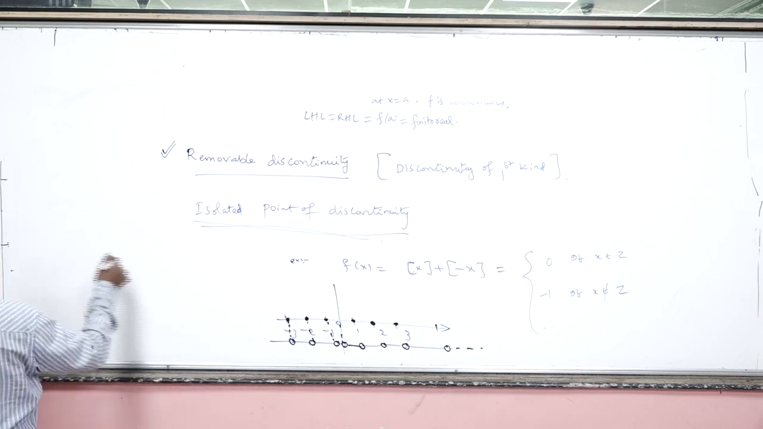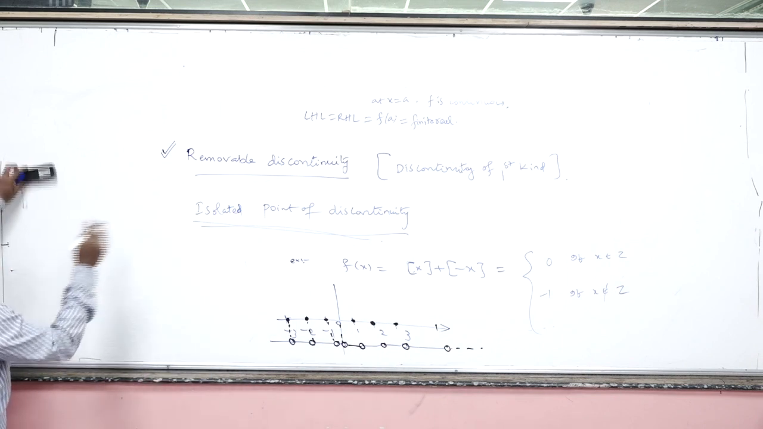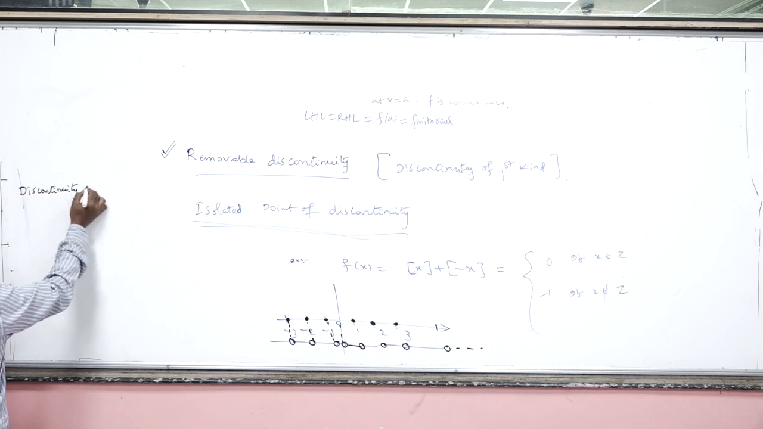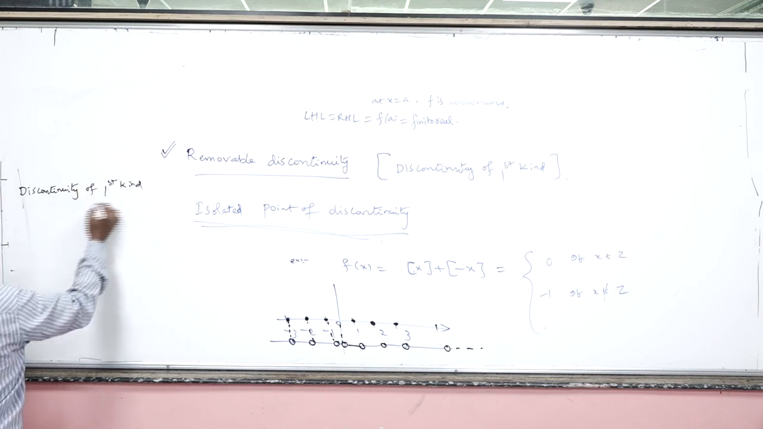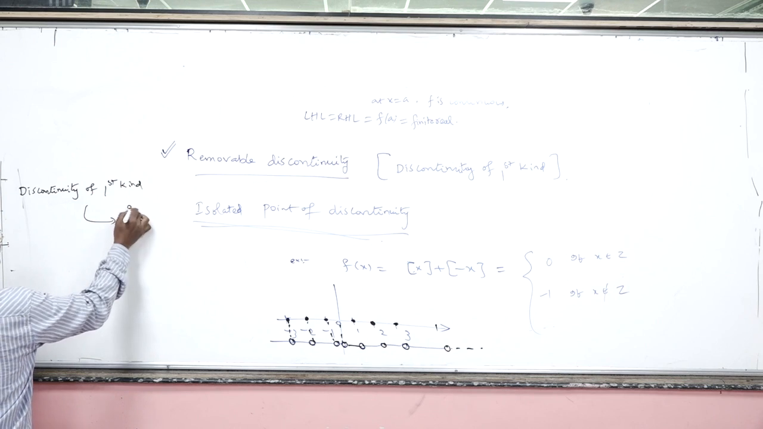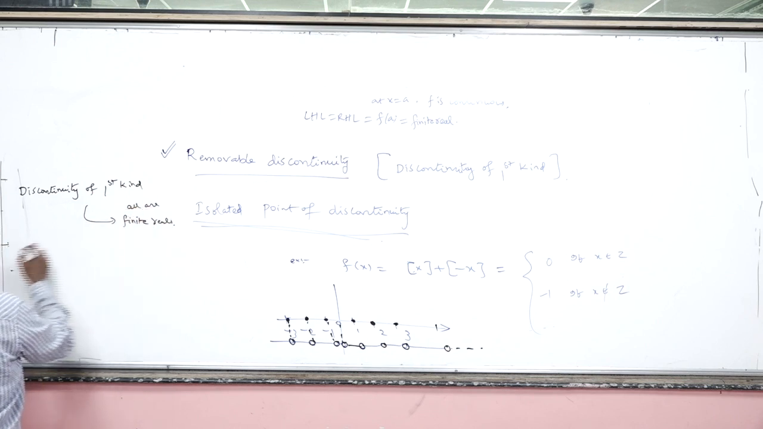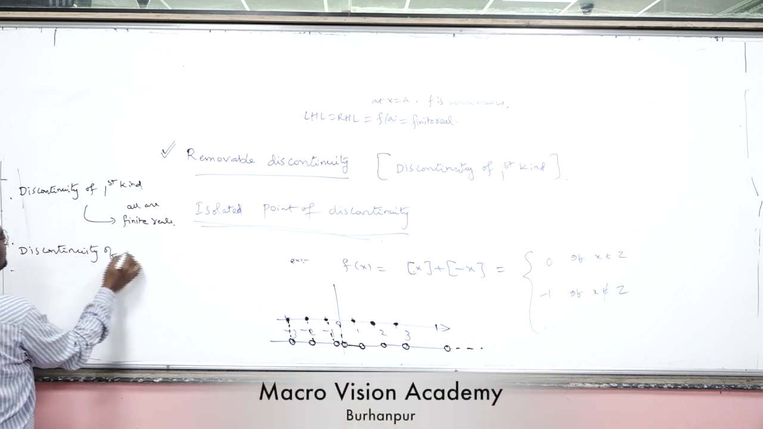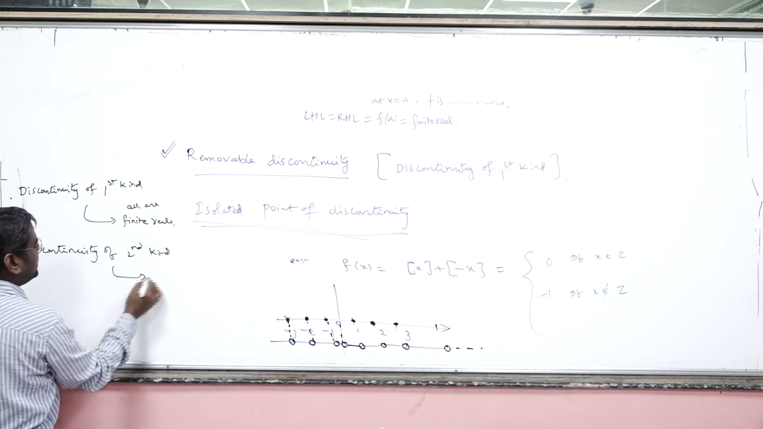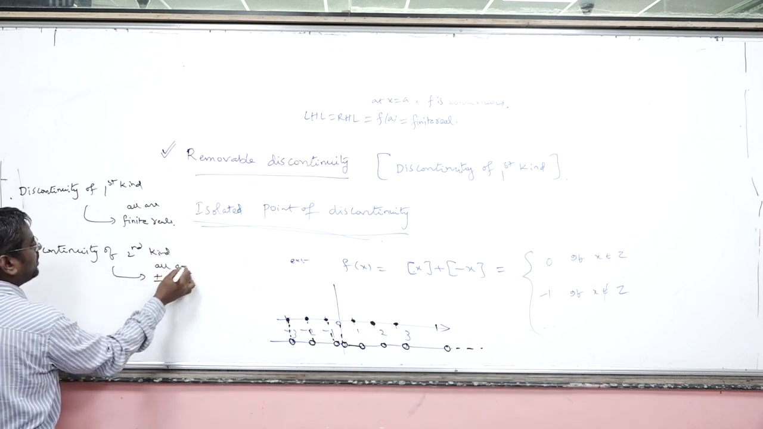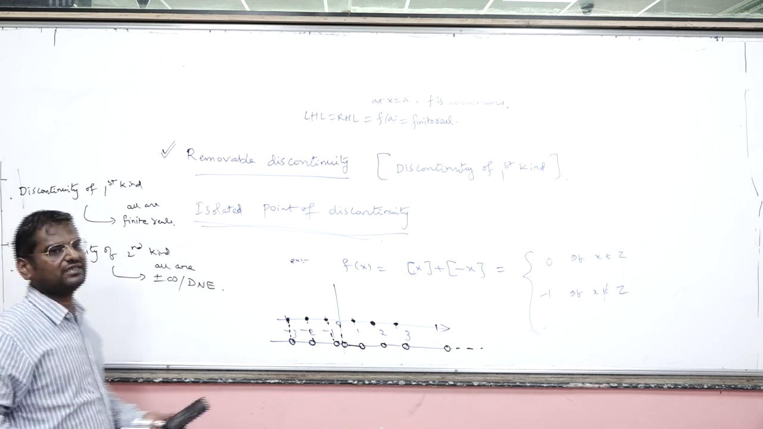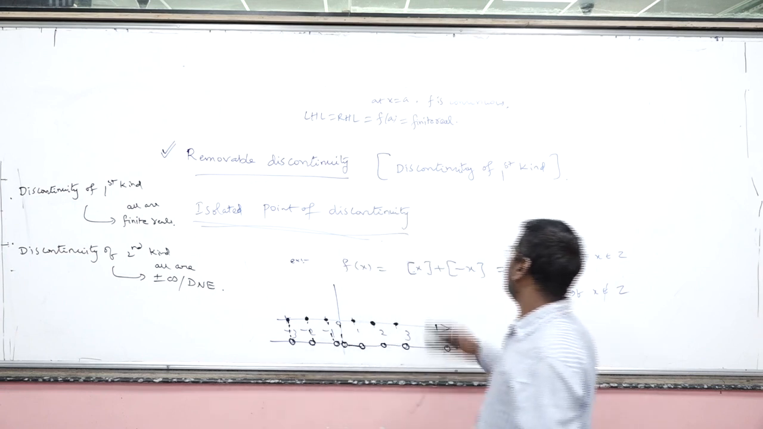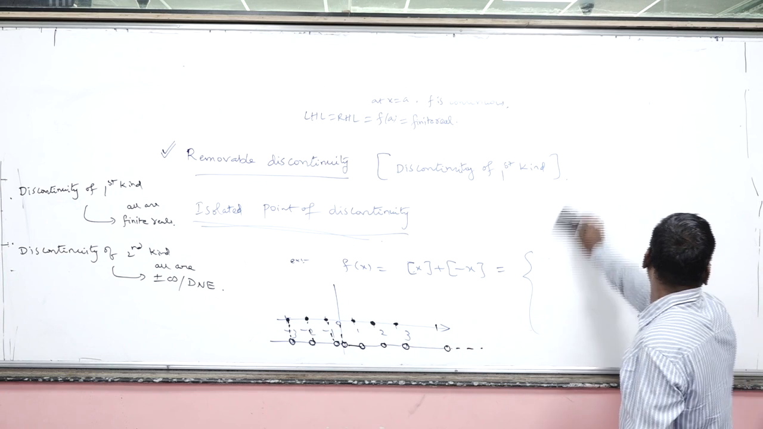Apart from these things, there is a lot of literature. Just two simple things you need to remember. Discontinuity of the first kind means you are dealing with all finite reals. Discontinuity of the second kind means you are dealing with plus or minus infinity, or the limit does not exist. So anyway, this is about removable discontinuity.